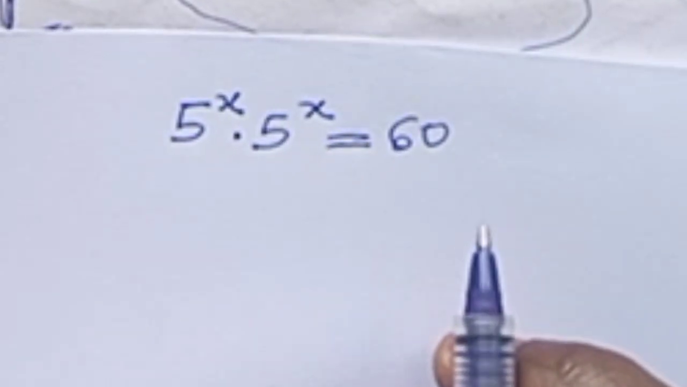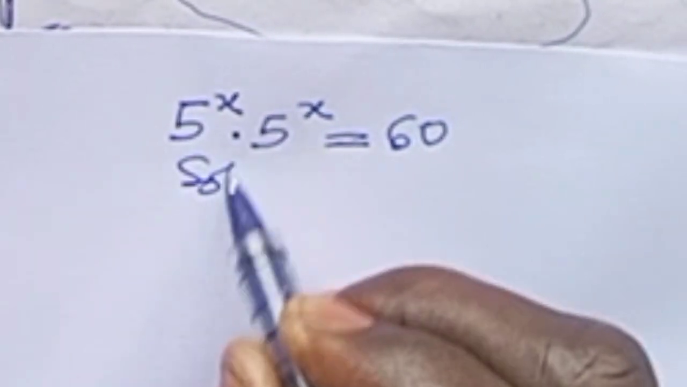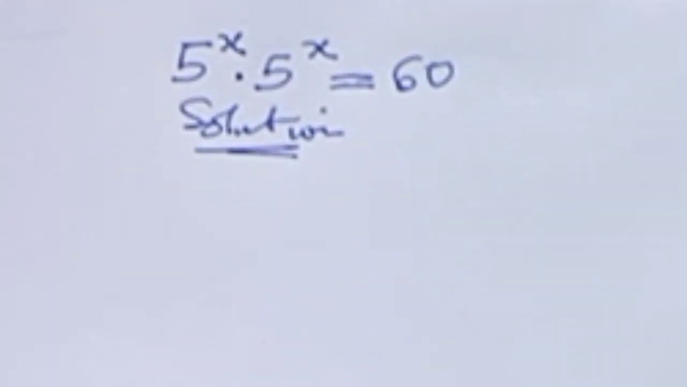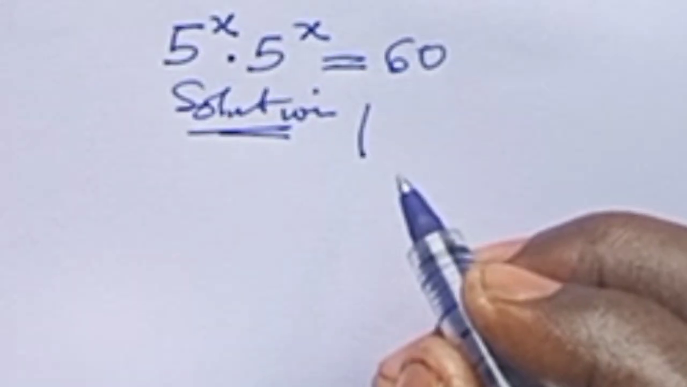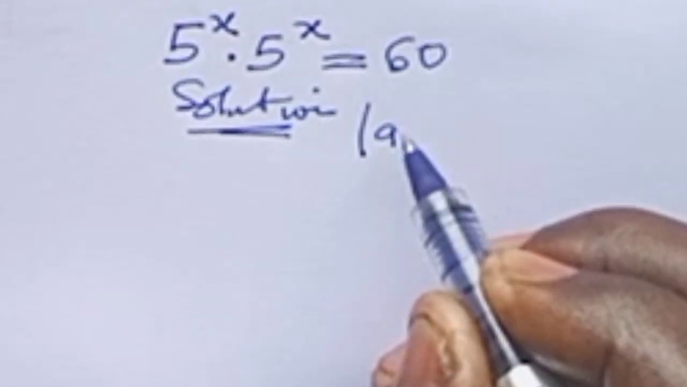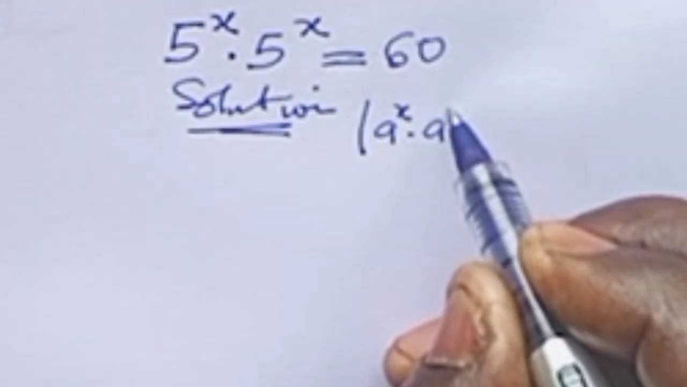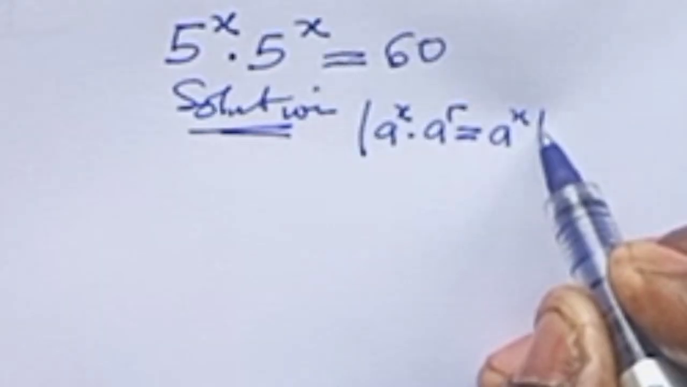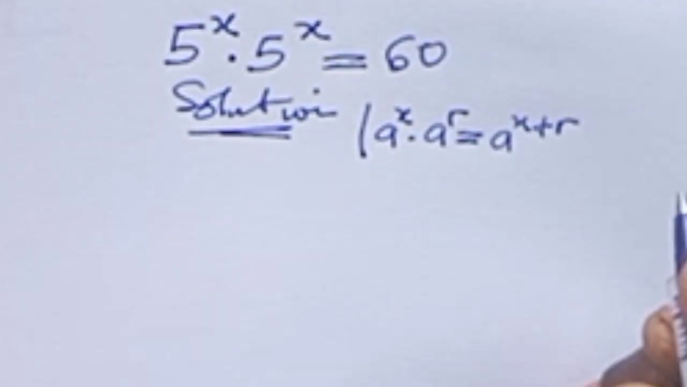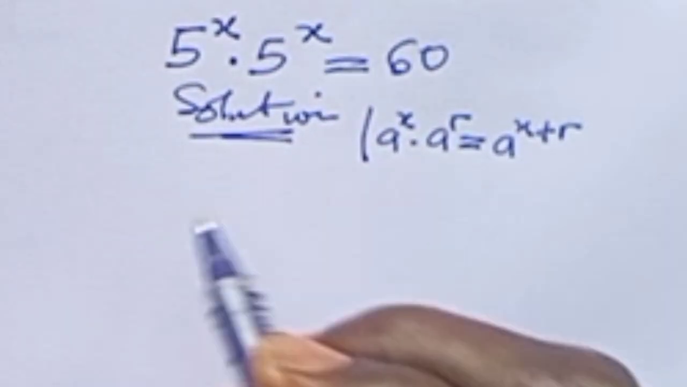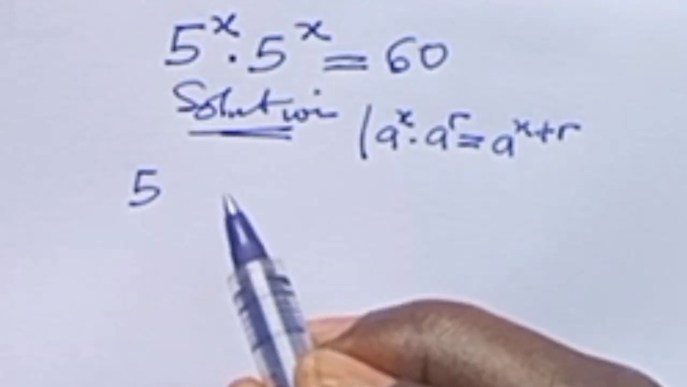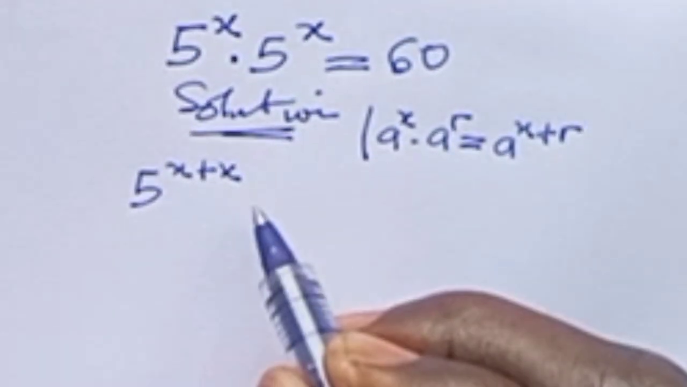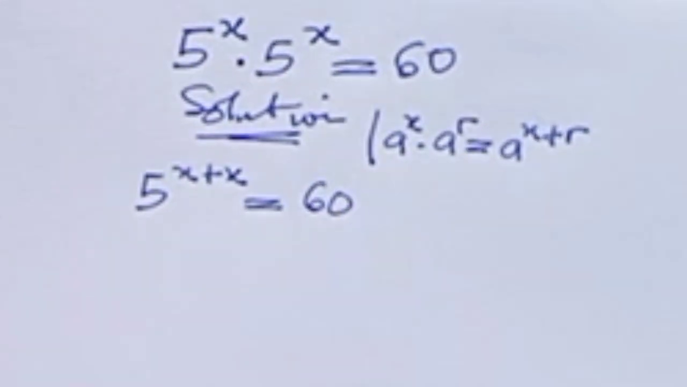So let's solve together. We're going to say solution. From the laws of exponent, a to the power of x times a to the power of r is represented as a to the power of x plus r. So here our equation becomes 5 to the power of x plus x is equal to 60.